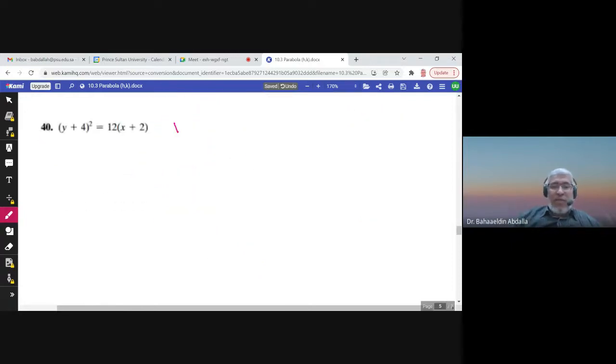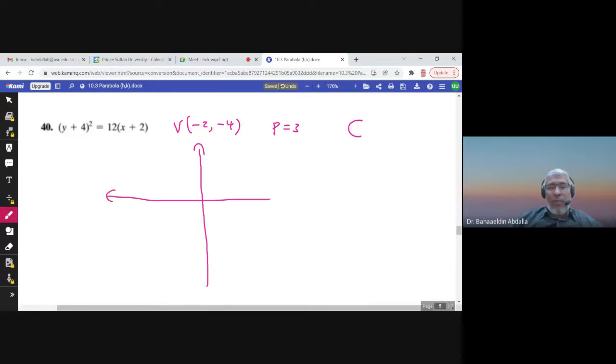Find the vertex. What is the vertex? X minus h, so -2. Y minus k. What is P? P is 3. 4P equals 12. Y square, so the graph opens to the right because P is positive. So here is the vertex, -2 and -4. P is 3. The graph opens to the right.